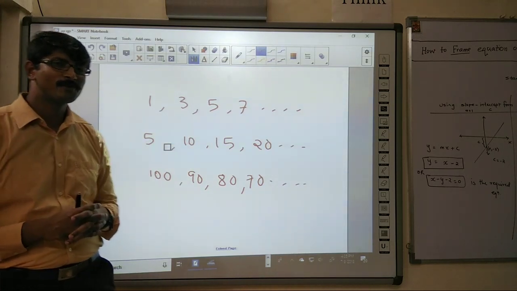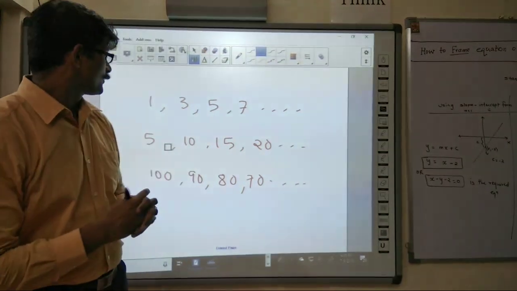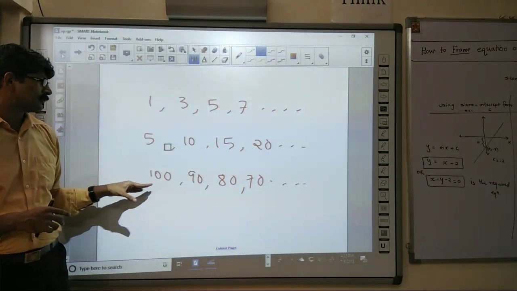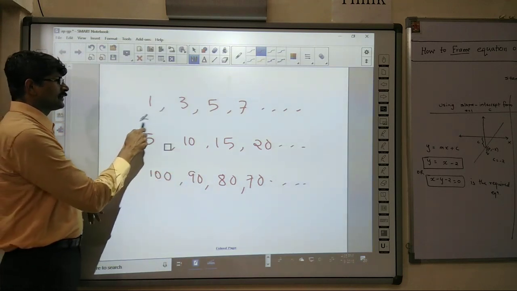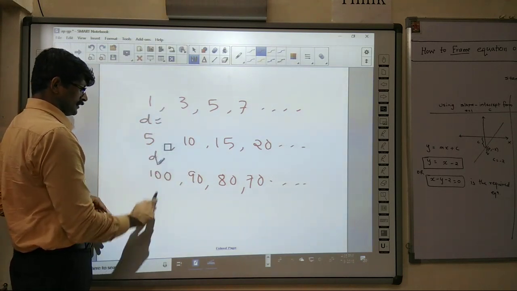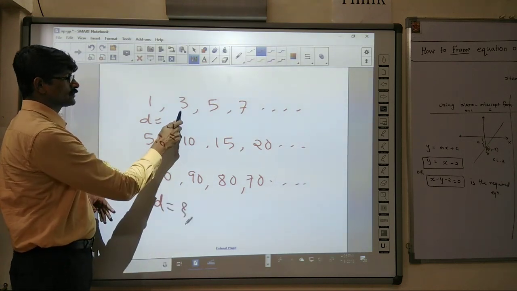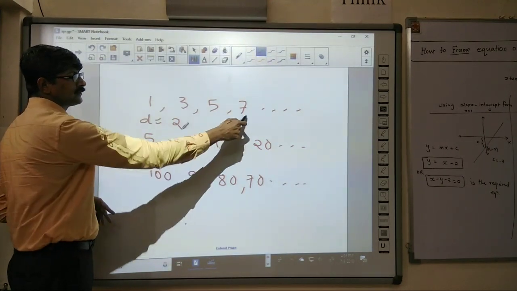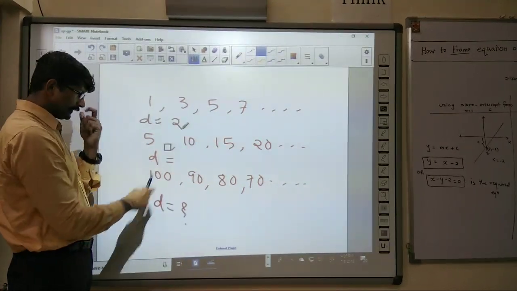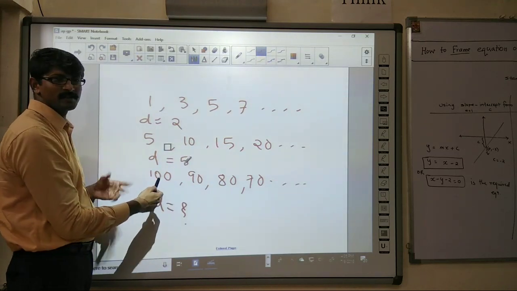If you have understood, student, that's all. That's nice. You are alert in the class. So, can someone guess what will be the common difference over here? I'll write it on this D meanwhile. Find this D. Okay, so what is the difference over here? 3 minus 1, which is 2, or else 5 minus 3, which is again 2, 7 minus 5, which is 2. In this case, 10 minus 5, which is 5, or 15 minus 10, which is again 5.